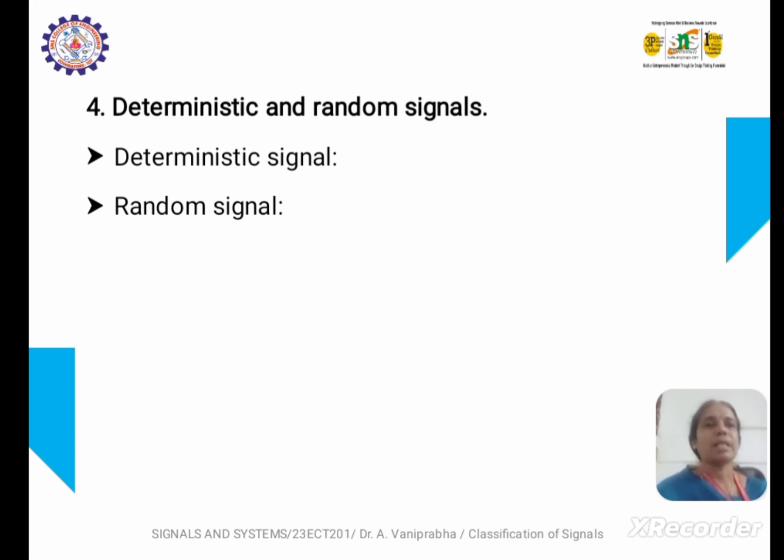And another one is the random signal. Random is nothing but it can happen anytime, anywhere. So, a random signal is one which is non-predictable, and the uncertainty is more, and it cannot be predicted before it occurs. The best example for the random signal is noise. So, this kind of signal, a random signal, cannot be represented using a mathematical equation.